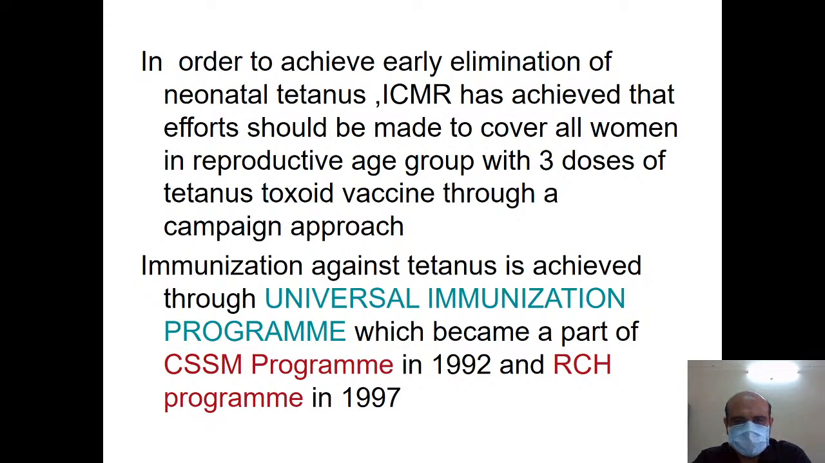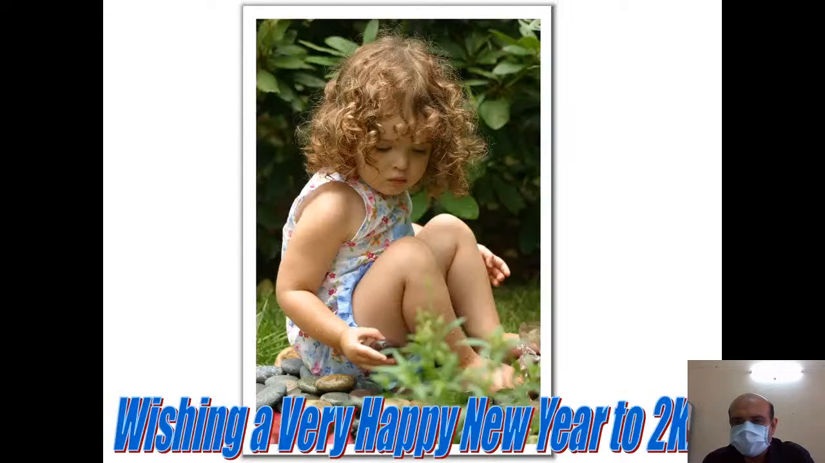In order to achieve early elimination of neonatal tetanus, ICMR has advised that effort should be made to cover all women in the reproductive age group with 3 doses of tetanus toxoid vaccine through a campaign approach. Immunization against tetanus is achieved through the Universal Immunization Program, which became a part of the CSSM program in 1992 and the RCH program in 1997.